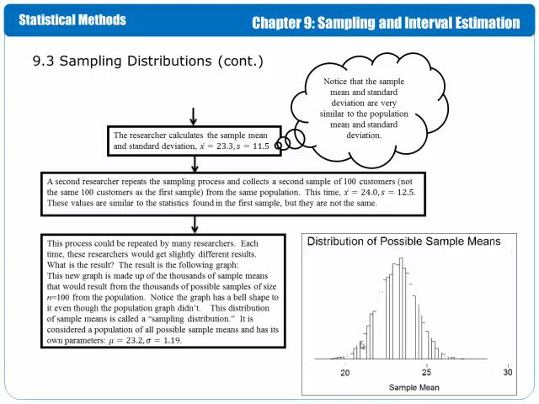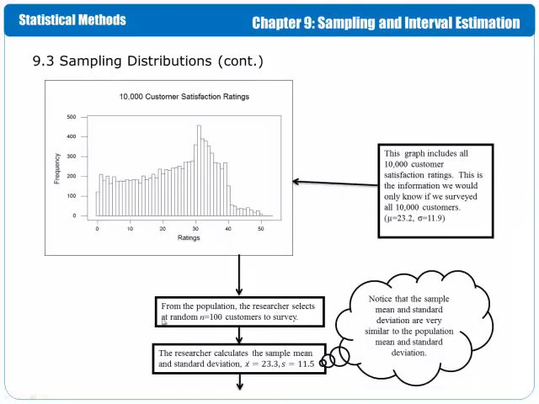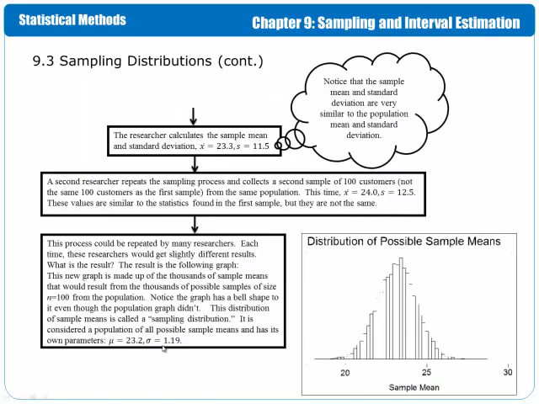It is considered a population of all possible sample means and has its own parameters, mean and standard deviation. What do you notice about the mean? The mean is exactly the same as the mean of our original population, 23.2. What about the standard deviation?